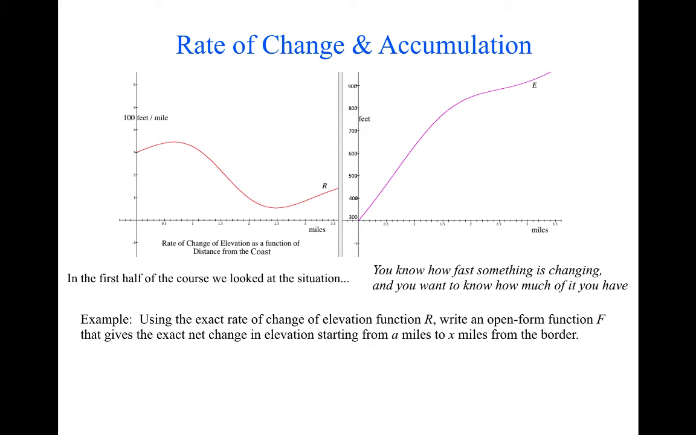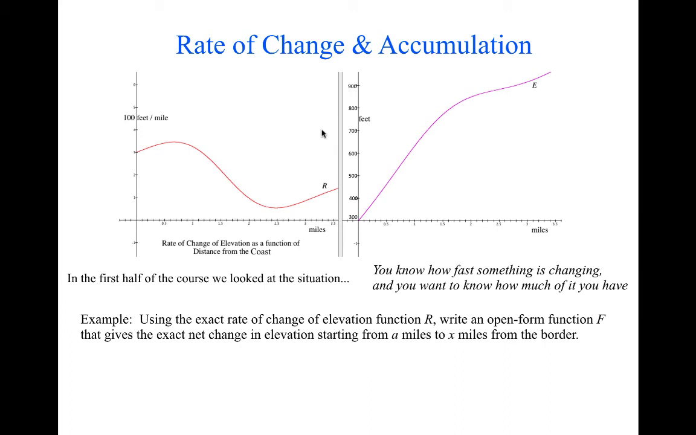So suppose that the situation here is, if I have the rate function on the left there, an exact rate of change of my elevation, and I want to use that function r and its name to write an open form function f that gives the exact net change in elevation starting from a miles away from the coast, up through x miles away from the same coast. So there's this function over here. Just ignore this for a minute. We'll talk about that in a second.